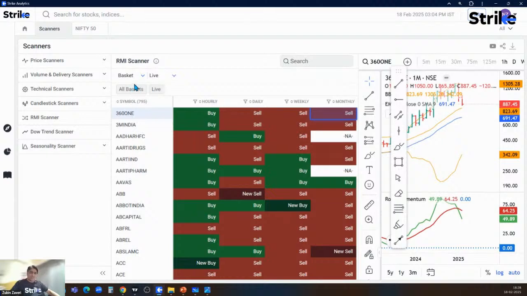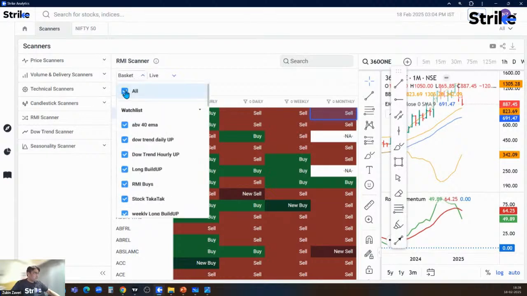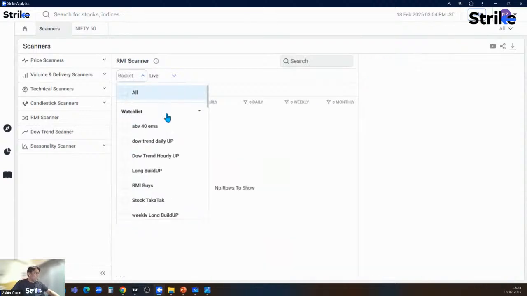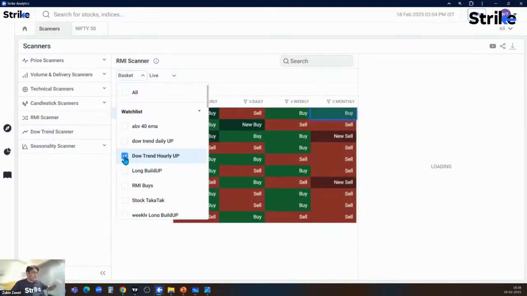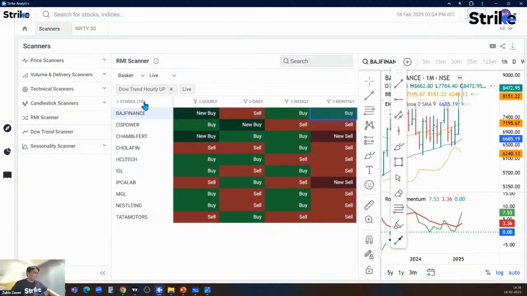Over here, all the baskets are selected by default. What we will do is untick all, and say Dow trend hourly up, the watch list that we have just created. We will select that watch list. And once we do that, we get the list of these 10 stocks, and over here we can further filter it down to say Bajaj Finance.